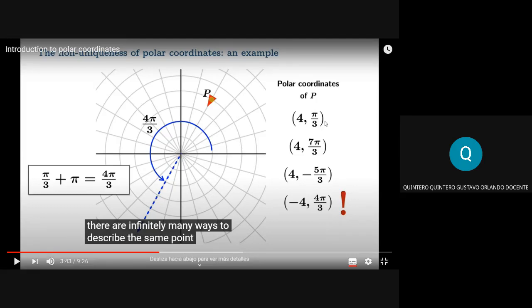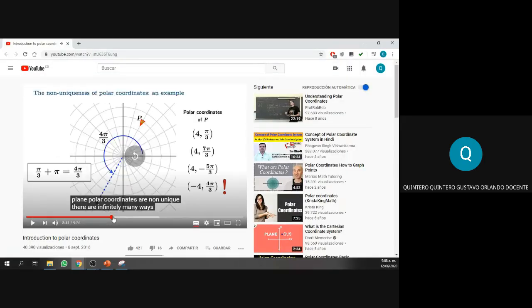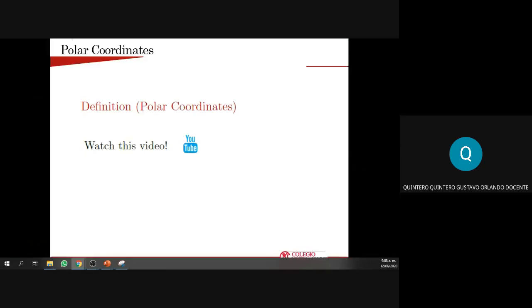So instead of adding one circle, add 2 circles. For example, to this one, add 2 circles, or 3 circles, or 4 circles. So we have infinitely many ways to describe the same point. All right? Beautiful. That was the video for today. We can continue with the video, but we're going to do it the next class. The next class, we're going to talk about a lot of other things. For now, let's continue with the presentation.